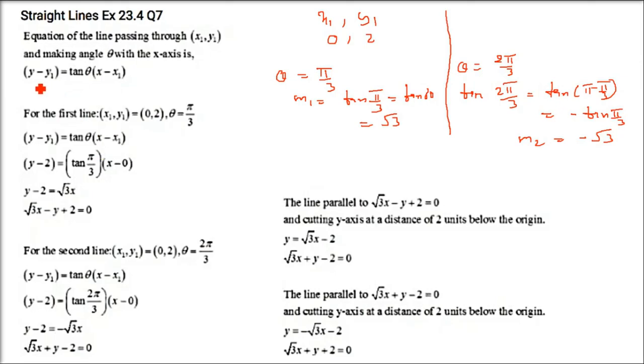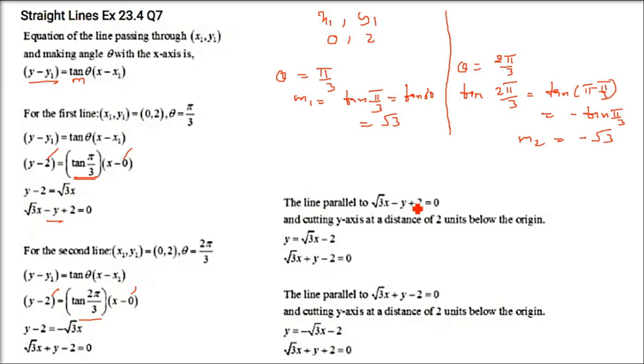So just see the equation here. First will be y minus y1 equals m times x minus x1. Here you are going to put 2 and 0. In the first case you are going to put √3, and in the second case you are going to put minus √3.